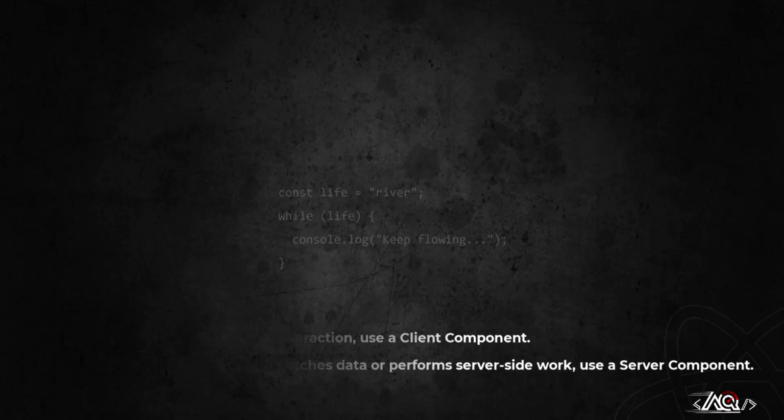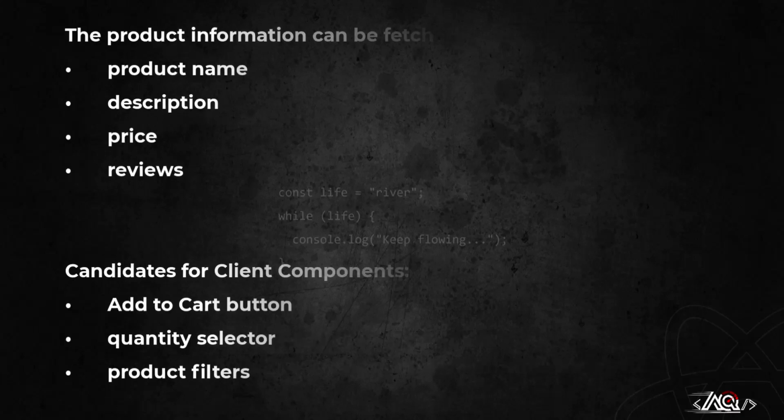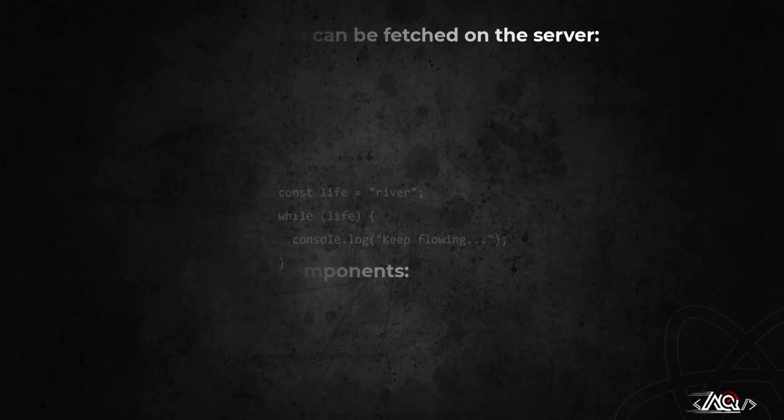Imagine an e-commerce product page. The product information can be fetched on the server. Product name, description, price, reviews, and so on. These are great candidates for a server component. But something like an add to cart button, quantity selector, product filters usually needs user interaction. So those parts are often client components. In real applications, it's common to combine both.